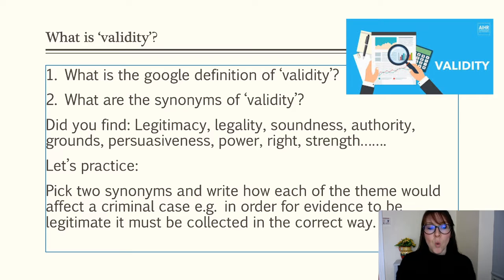would affect a criminal case. So in order for evidence to be legitimate, it must be collected in the correct way. So that's using the word legitimate, linking it to evidence, and then saying that it must be collected in the right way in order for it to be legitimate. So I got them to do it twice with two different synonyms and linking it back to one of the areas or two of the areas on the other side of the slide. So things like your evidence, your transcripts, the media portrayal, etc.